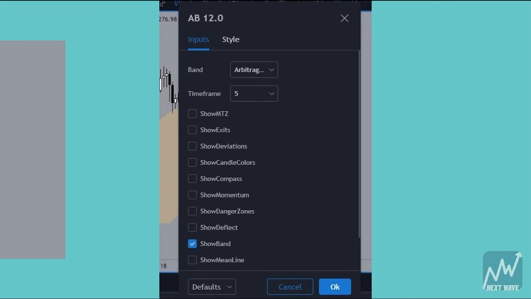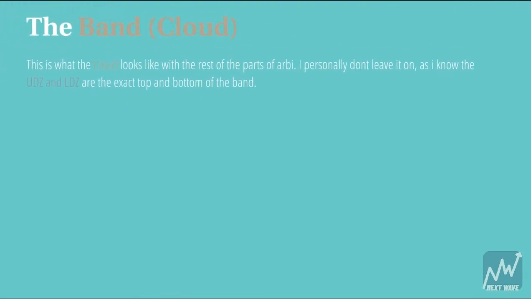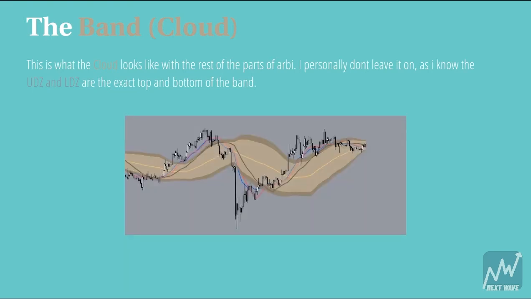And you can toggle it on and off by pressing Show Band. This is what the cloud looks like with the rest of the parts of Arbi. I personally don't leave it on, as I know that the upper danger zone and lower danger zone are the exact top and bottom of the band. So that's what it looks like with the band on.